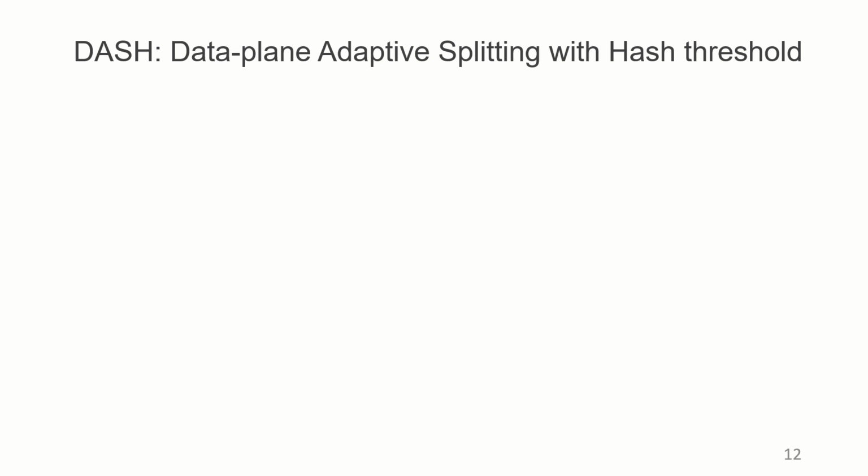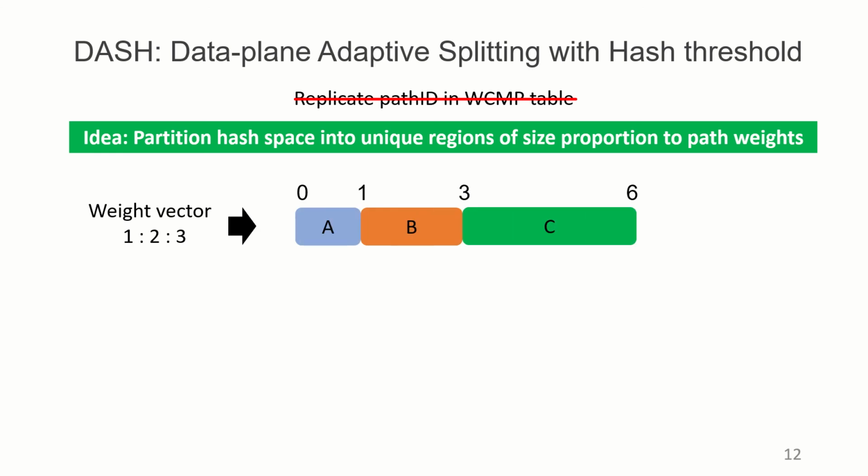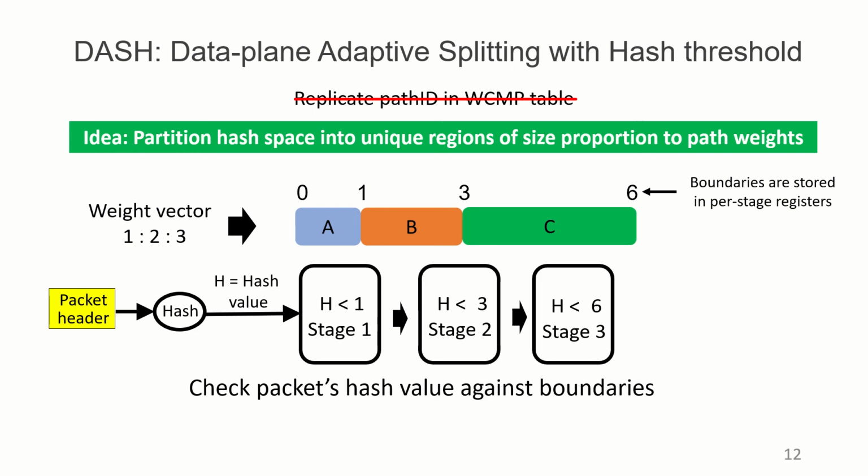Finally, our proposal, Dash, works very differently from WCMP-based algorithms. Instead of replicating table entries, Dash partitions the hash space into unique regions and assigns one region to each path. For example, assume we have 3 paths and their corresponding weights. The hash space is divided into 3 regions, where the region size is in proportion to path weights. And Dash will only store the boundaries between these regions in the registers. So when a packet arrives, Dash is able to determine the region the hash value matches, and therefore the corresponding path the packet should be forwarded to.